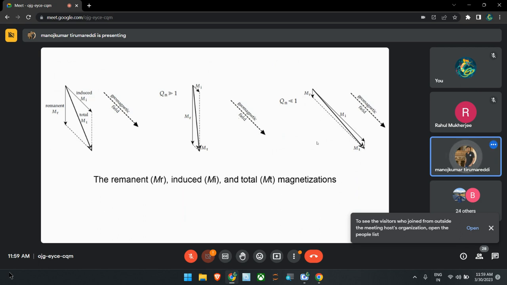Suppose remnant magnetization is present in the body, this is the total field vector. Suppose the external field is like this and the remnant is like this. This will be the resultant field. This resultant field will create the secondary magnetic field. How this secondary magnetic field interacts with the external magnetic field will generate the TMA anomalies. That's it.